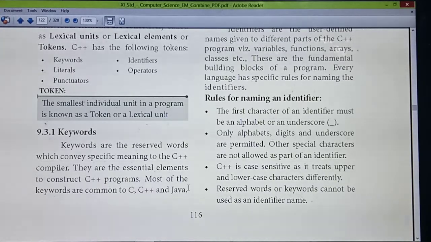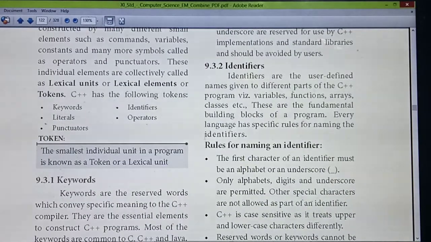First 3-mark question: describe the difference between keywords and identifiers. For that, mark keywords from this paragraph. Keywords, first paragraph, keywords are reserved words, that full paragraph till C++ and Java. Then identifiers, same page, starting from here: identifiers are user names, till this block of program.